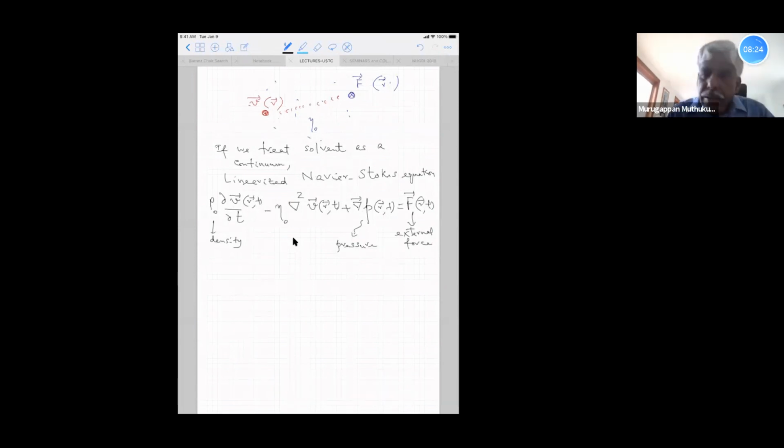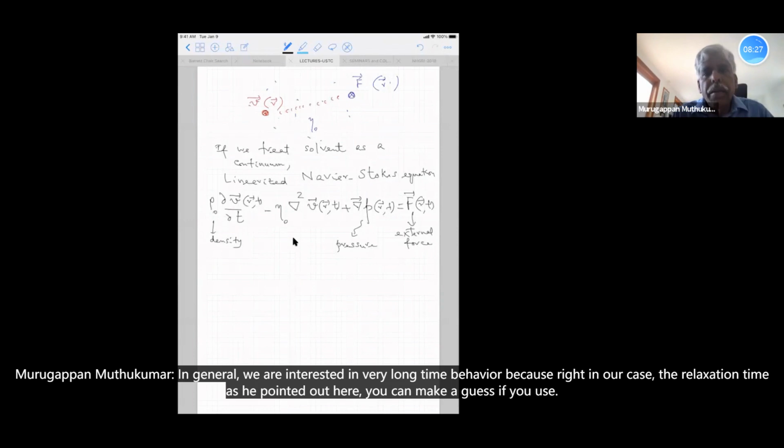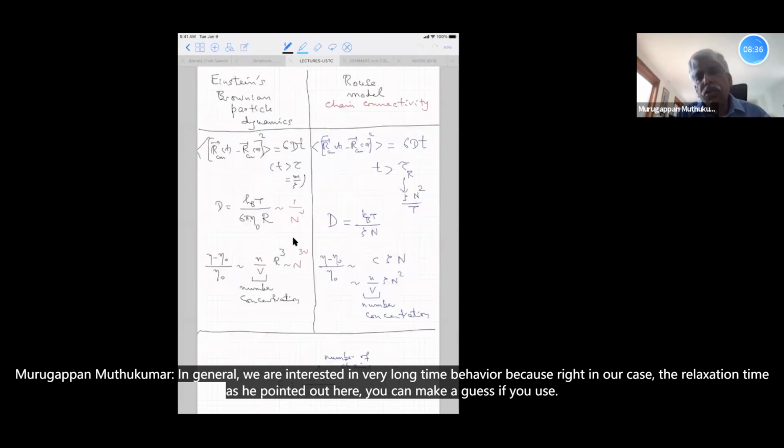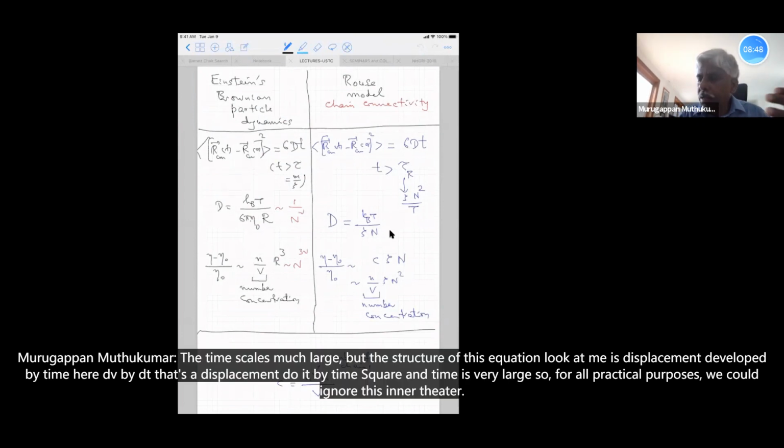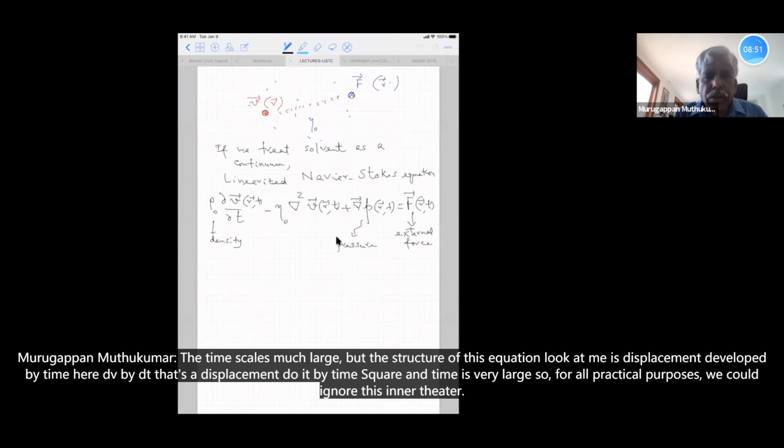But in general, we are interested in very long time behavior because, in our case, the relaxation time, as we pointed out here, you can make a guess. If you use a Rouse model, it goes like n squared, molecular weight squared. That means the time scales are very large. Look at the structure of this equation: V is displacement divided by time. Here, dV by dt is a displacement divided by time squared, and time is very large. So for all practical purposes, we could ignore this inertia term.